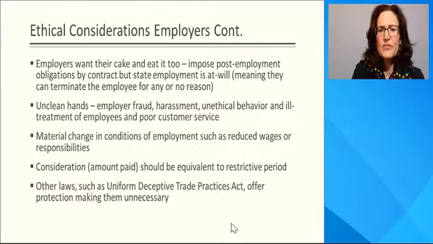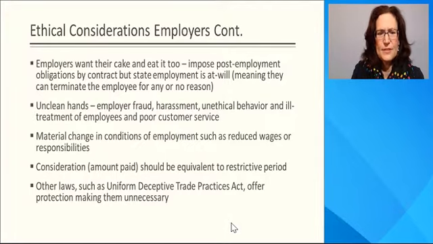When an employer commits fraud, harassment, engages in unethical behavior, and doesn't treat their employees well and offers poor customer service, it's not fair to restrict the employee to that particular employer. And then if there's a material change in condition of employment. What if the employer severely reduces the employee's wage or responsibilities? It's not fair to obligate that employee to that restrictive covenant.